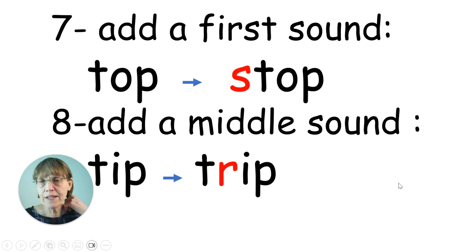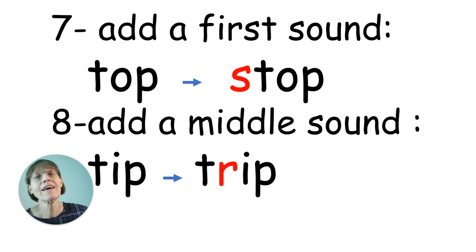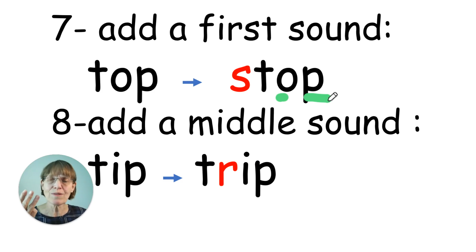For number 7, we're going to add a first sound. So we start with top, t, a, p. And then for this new word, we add an s. And now we have a blend, st, 2 consonants, and then a, p. So 3 sounds, top, to 4 sounds, stop.